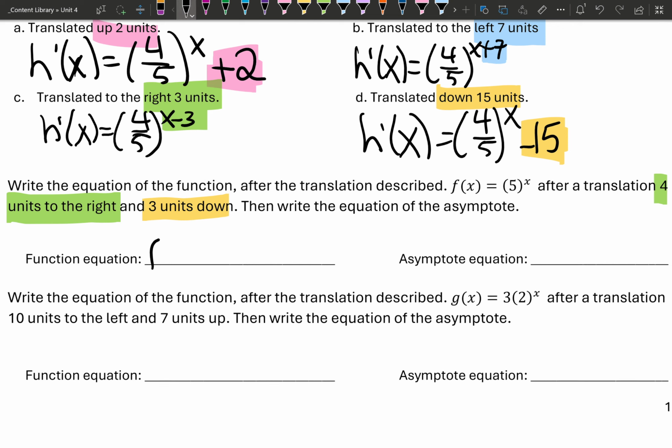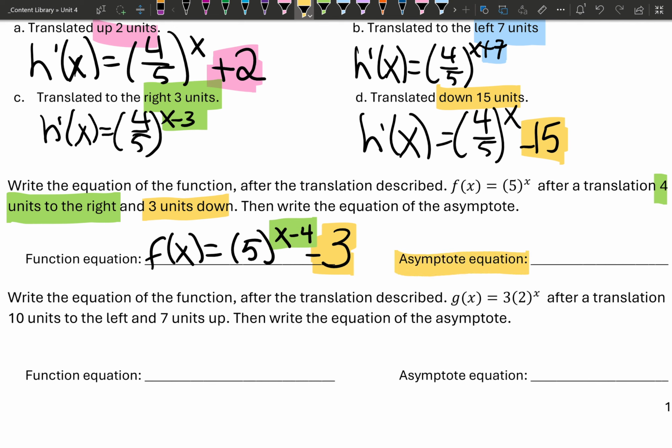Okay, so f of x equals 5 to the power of x. If we're going to go to the right 4, we're going to subtract 4 up in the exponent. And if we're going to go down 3, we're going to subtract 3 outside of the function. Now our asymptote travels with movements up and down. We learned that in the previous section when we were graphing. So our asymptote is directly related to up and down. If it started at y equals 0, we transformed it 3 units down, we get y equals -3 for our asymptote.